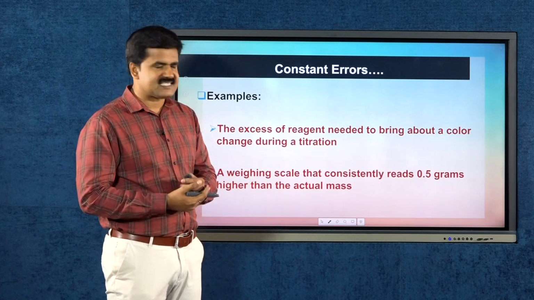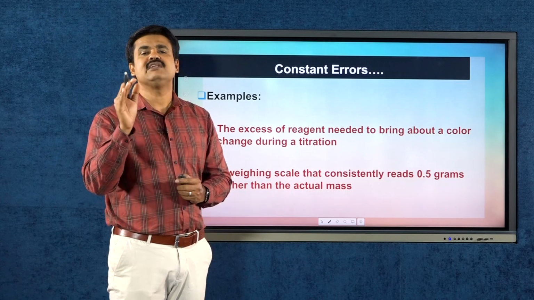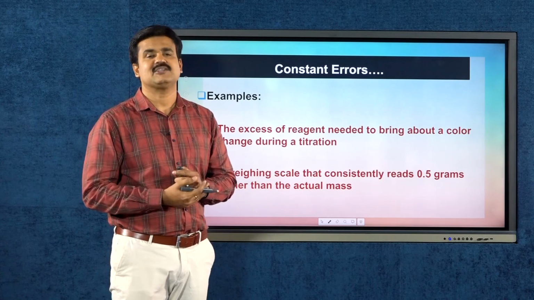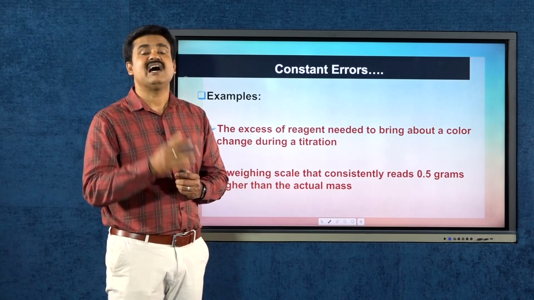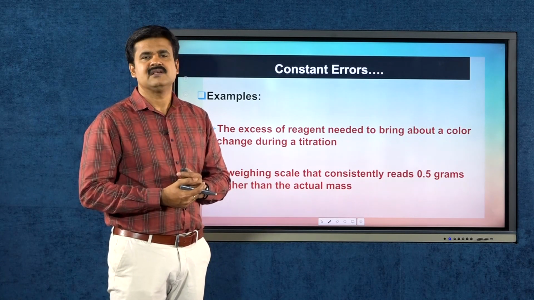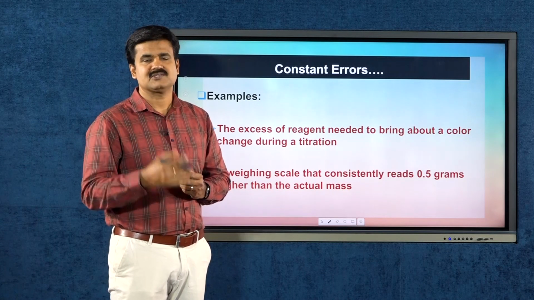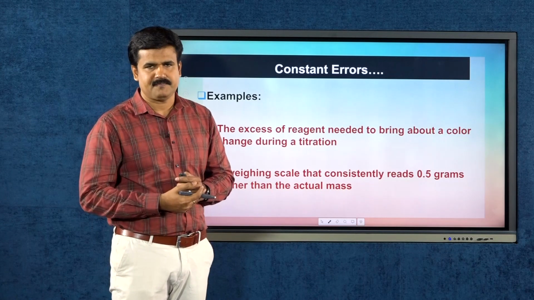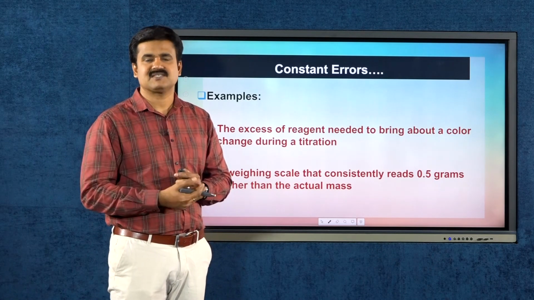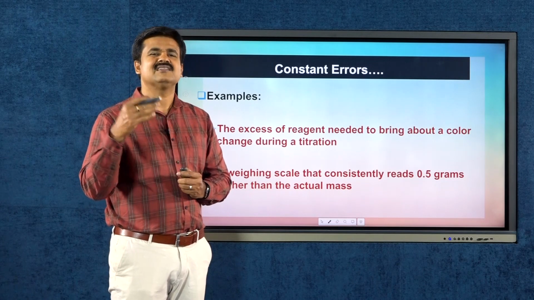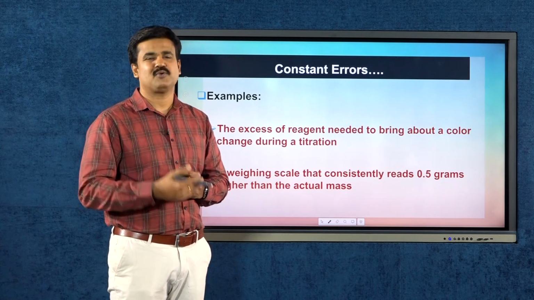Consider a weighing scale that consistently reads 0.5 gram higher than the actual mass. Suppose I am measuring the weight of a pen. The actual weight is 5 gram. So, the error of the instrument is 0.5 gram more, and I get the result of 5.5. Instead of that, I am taking the measurement of a 50 gram sample. I get the final result as 50.5. Here also the error is 0.5.